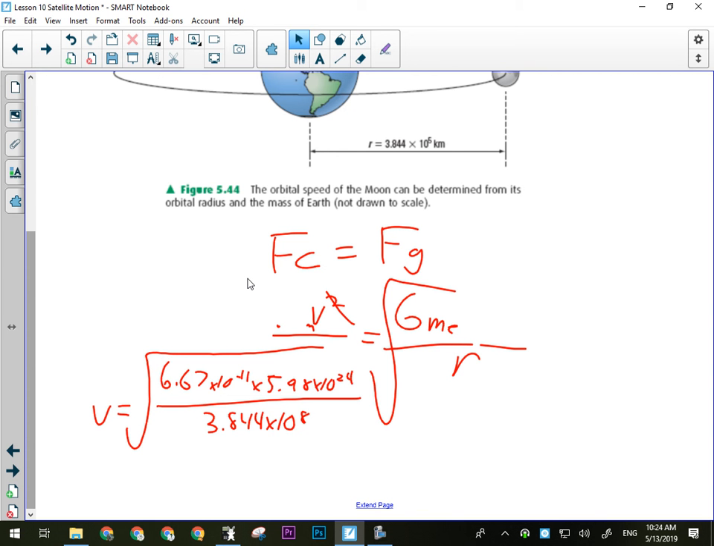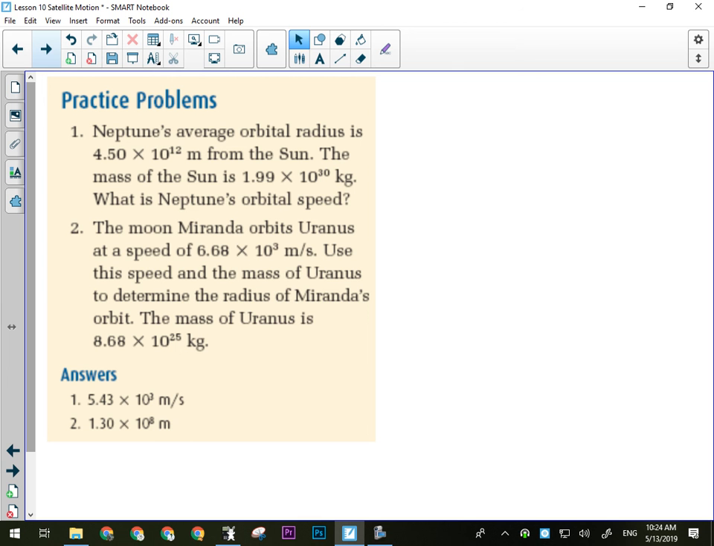Anybody still need that one? Okay, I want you guys to try these two. In number one, you're looking for Neptune's speed. They give you the mass of the sun. That's important because Neptune orbits the sun, and Neptune is a satellite of the sun, right? And then they talk about the moons of Uranus. That is how you pronounce it. It is not Uranus. It's Uranus.